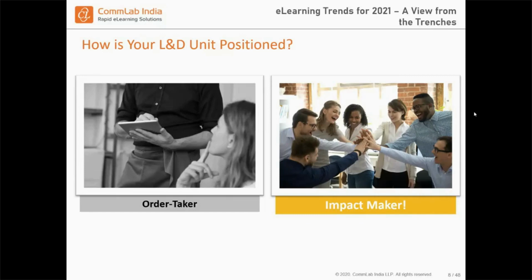Is it in the traditional role of an order taker where we take requests from business leaders and we roll out training programs? Or is there a strategic shift? And are we now moving, or have we moved to the role of an impact maker, where we are not just providing solutions, but we actually have a seat at the executive table, and we have a say in the decision making, and we are working very actively with the C-suite to look at what are the challenges our organizations are facing, which training can successfully resolve.